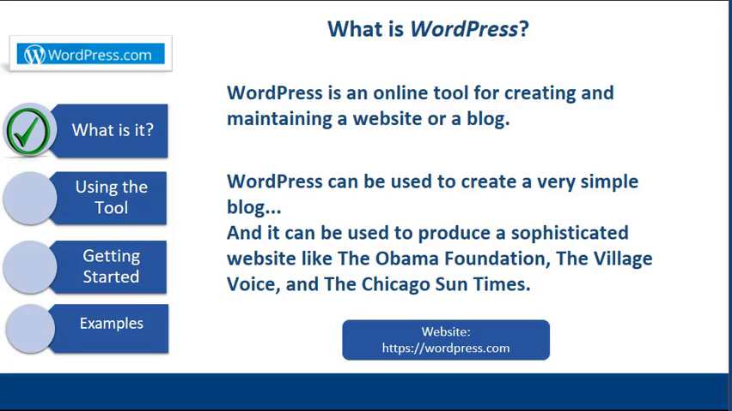WordPress is an online website and blog creation tool, often called the easiest and most powerful blogging and website content management system in existence today. It can be used for something very simple, which is great for beginners, and it can be used for large, sophisticated websites. There are two different forms of WordPress, WordPress.com and WordPress.org. WordPress.com is the focus of this video.